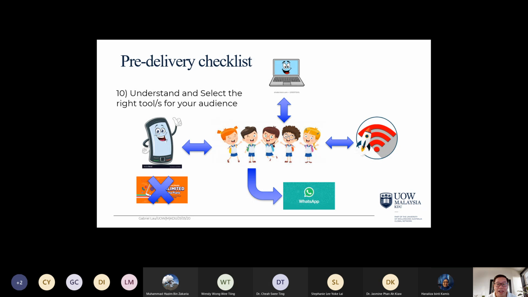I know at the initial stage, when the MCO started, there were one or two classes where the lecturer actually told me there were certain classes where they used WhatsApp to teach the students because they couldn't follow. There was no bandwidth. A lot of them were having difficulty because they were staying in hostels, and so on. So they actually used WhatsApp. So this is called understanding your audience and choosing the right tool. At times, you may need to.